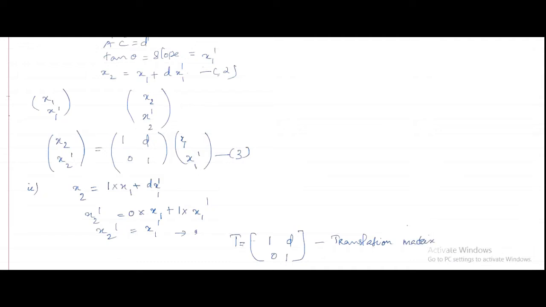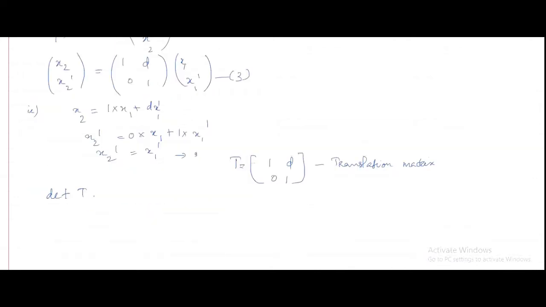And it represents the effect of propagation through a homogeneous medium of length d. And the determinant of this matrix T, that is determinant T equals |1 d; 0 1|, that is 1 minus 0, which is equal to 1. So let this be equation number 5.